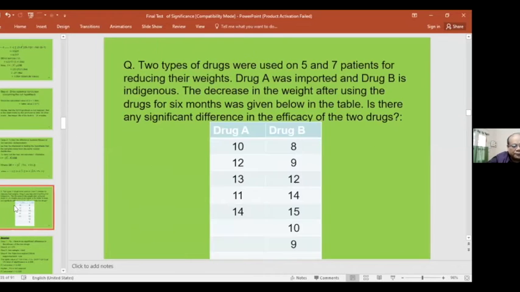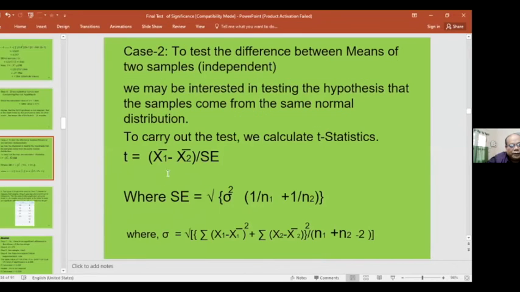Second case, 2 samples. You have to calculate the mean of sample 1 and the mean of sample 2. Now you have to calculate the standard error. For calculating the standard error, you have to calculate the standard deviation. This is the combined standard deviation. For calculating it, you have to refer to the table. Once you know the formula, everything can be accommodated in the table while you are making the calculation.